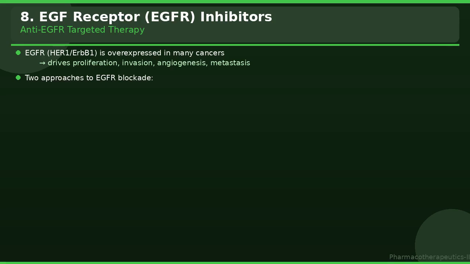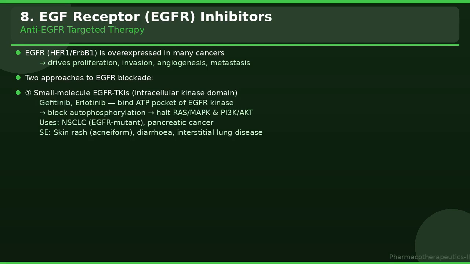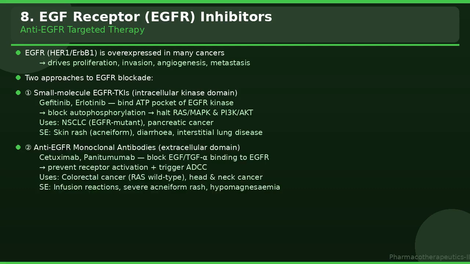The first approach uses small molecule tyrosine kinase inhibitors that act at the intracellular kinase domain. Gefitinib and erlotinib bind the ATP binding pocket of the EGFR kinase, blocking autophosphorylation and shutting down the downstream RAS-MAPK and PI3K-AKT signaling pathways. They are used primarily in EGFR mutant non-small cell lung cancer. The characteristic side effect is an acneiform skin rash, which paradoxically correlates with treatment efficacy.